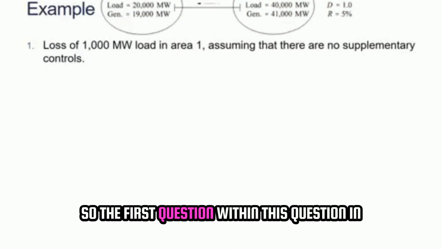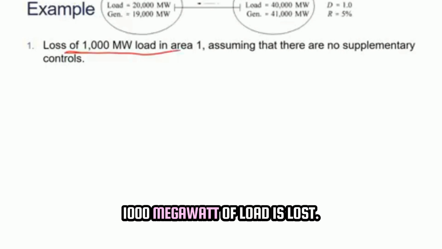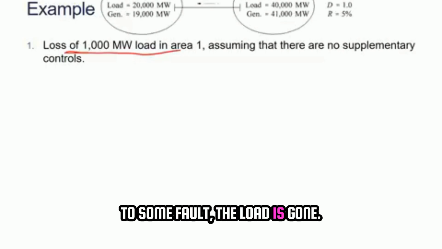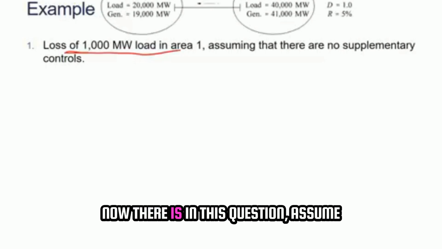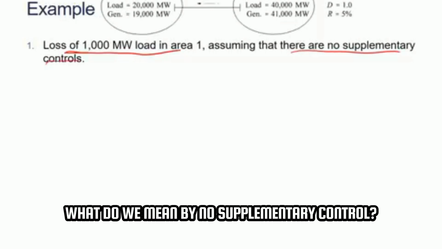So in the first part of this question, let's assume that in area 1, 1,000 megawatt of load is lost. Lost means it is basically load shedding, or due to some fault the load is gone. Now in this question, assume that there is no supplementary control. What do we mean by no supplementary control?